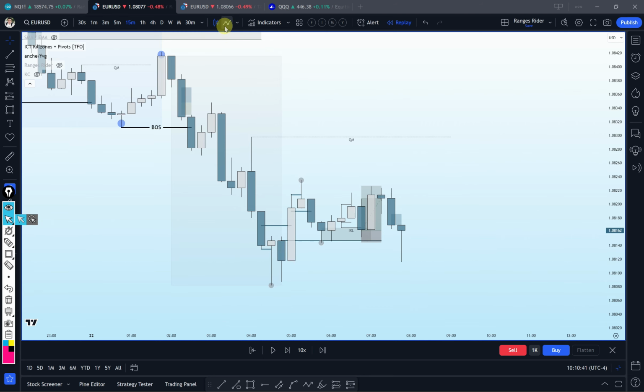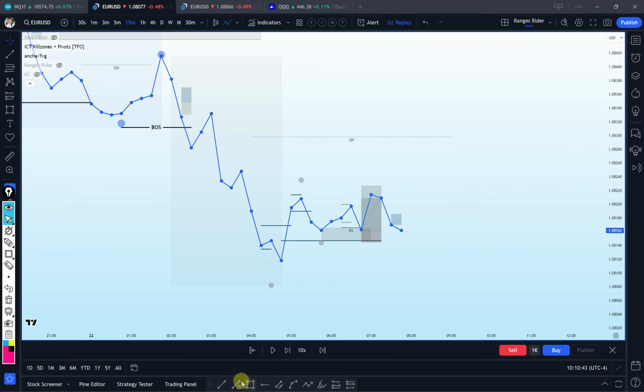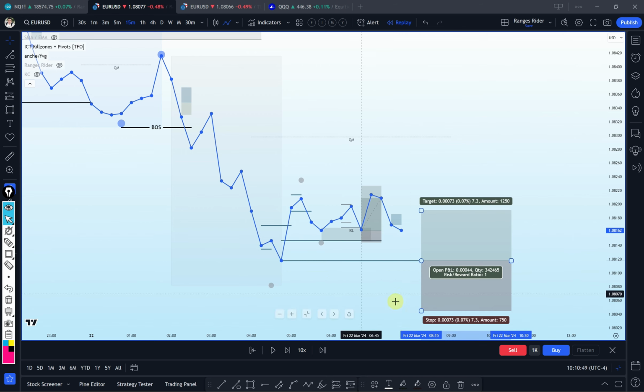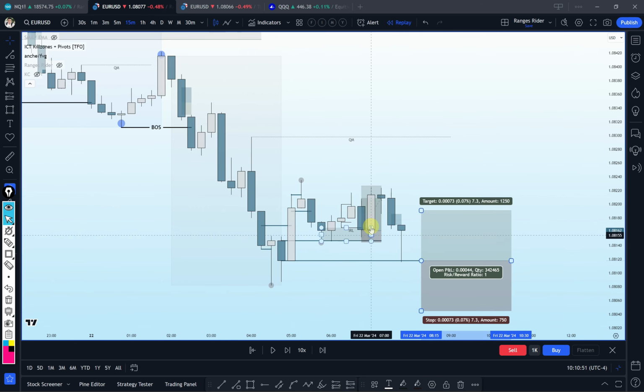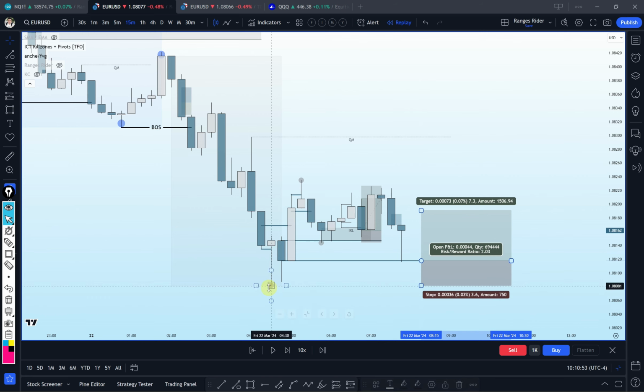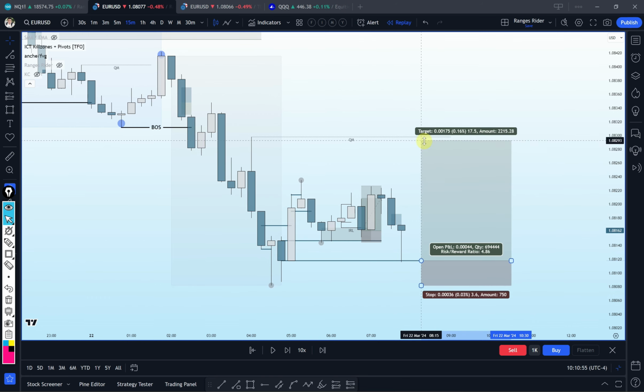So this is the rejection block. If you go on the line chart, you can see here. So we are looking to enter here, and stop loss is just below the swing here. But remember that this is the risky trade. Why? Because this is the anticipation trade. Why? Because we didn't get the QM yet.